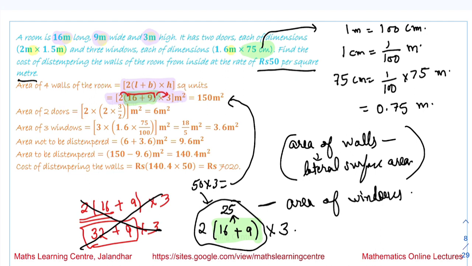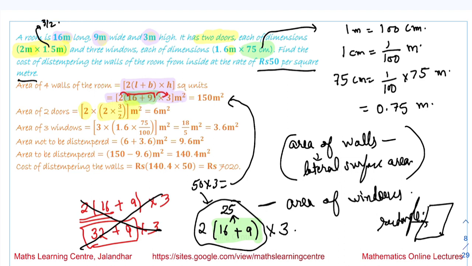Then we have the area of the two doors. We are given that it has two doors, so we have to subtract this area, and the dimensions of the door are 2 meter into 1.5 meter. To find this area, we are using the formula 2 into 3 by 2. This 1.5 we can write as 3 by 2, because the door is just a rectangle.